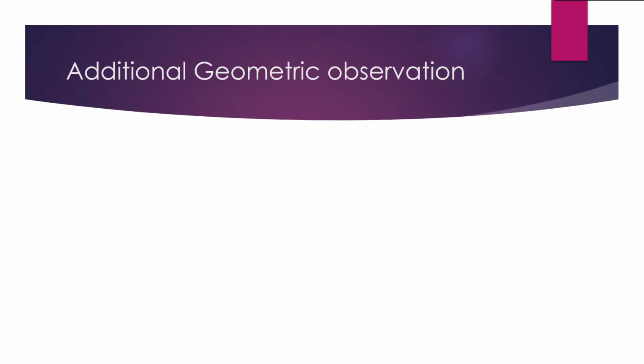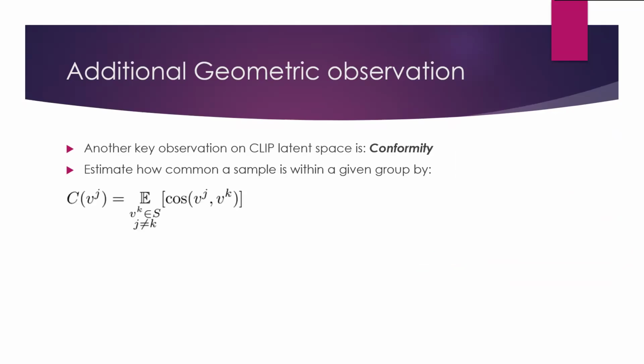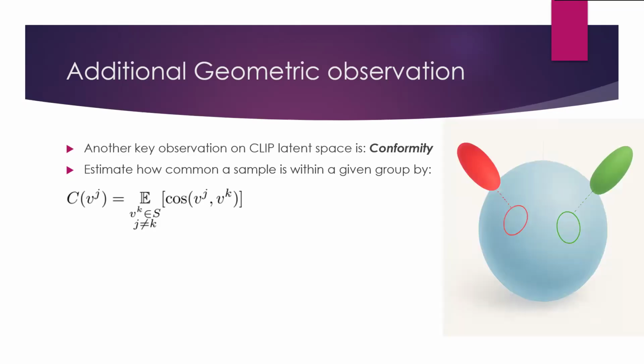Another key observation we introduce is what we call conformity. It's a way to estimate how popular a sample is based on its average cosine similarity with all other samples in a set. Geometrically, it works like this. Take a sample, measure its cosine similarity with this one, and this one, and this, and so on for the entire set, then average them all.